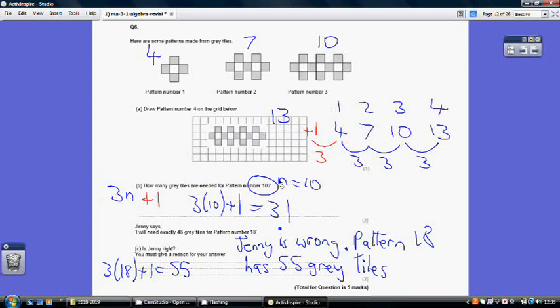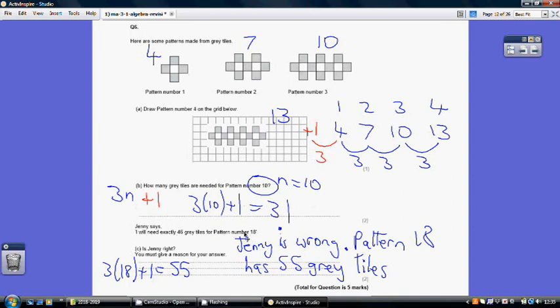Pattern number 10 is when n equals 10. So substituting 10 into our nth term expression, we get 3 lots of 10, add 1, which is 31. Now, Jenny says, I will need exactly 46 grey tiles for pattern number 18. So let's see if she's right.